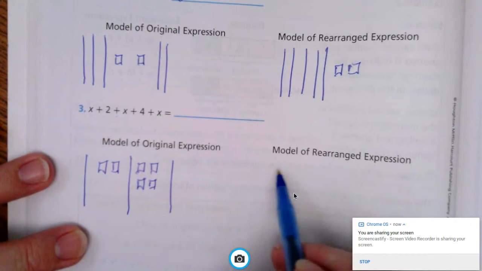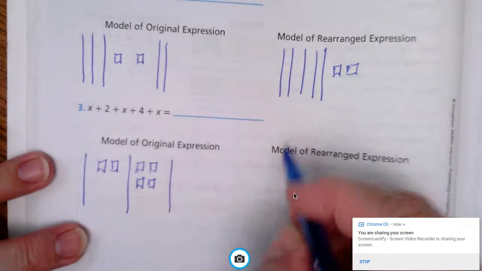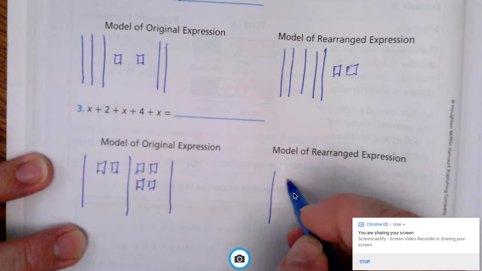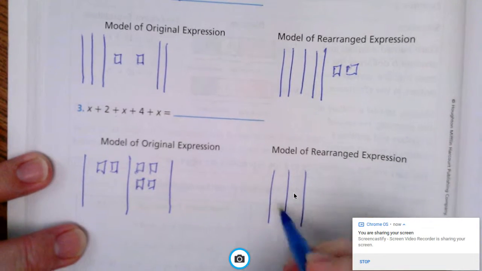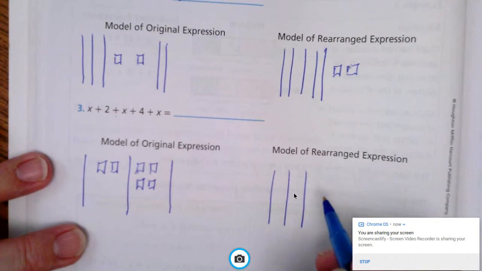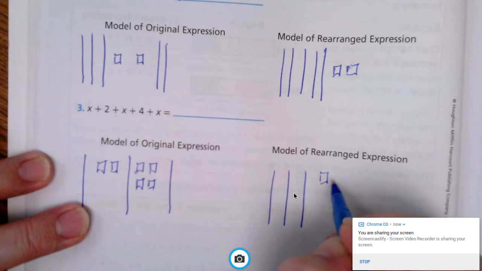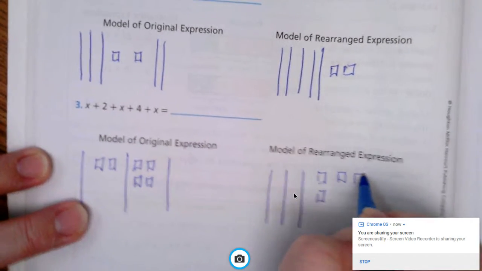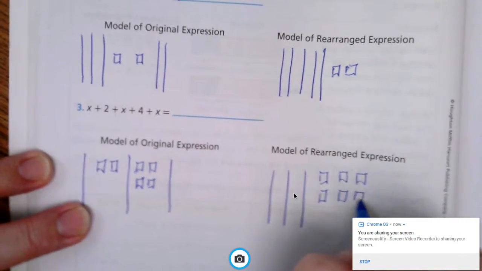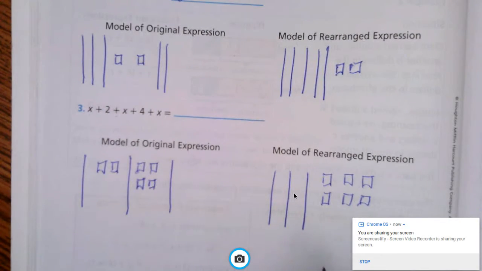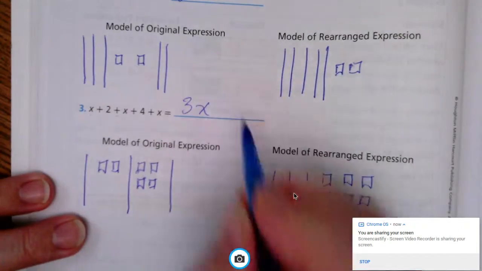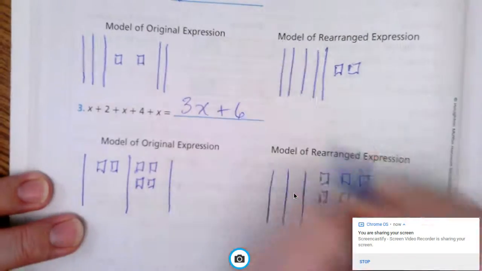This time maybe I could draw it better and then write it last. I'm going to start with these 3 ten blocks, or rectangular tiles, and then we had 2 and then 4 more. So it's easy to see that I have 3 x's plus 6 single units.